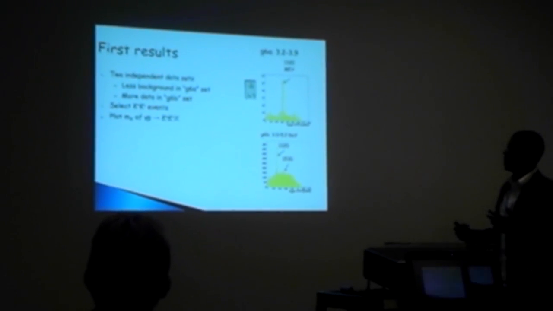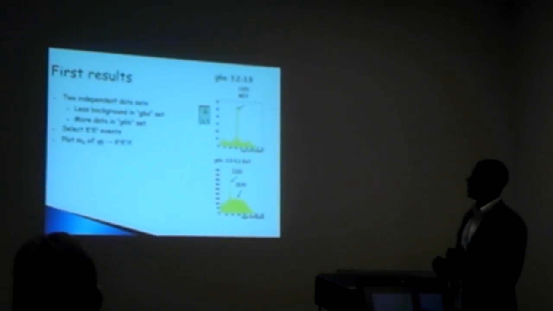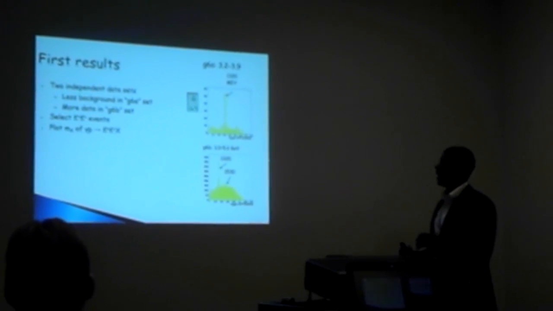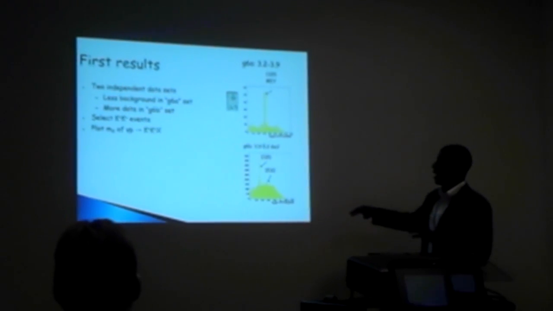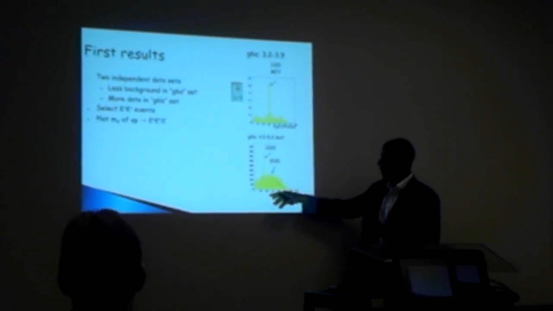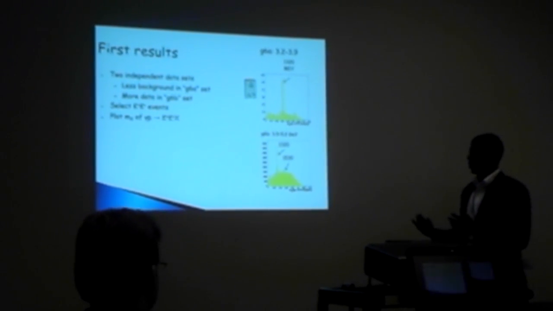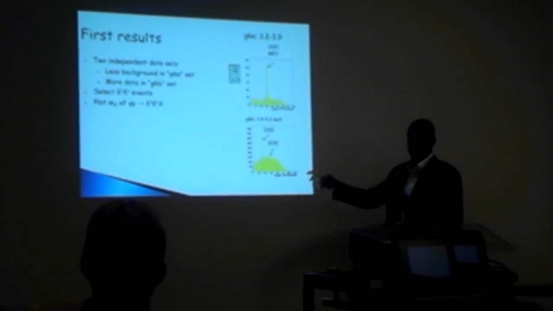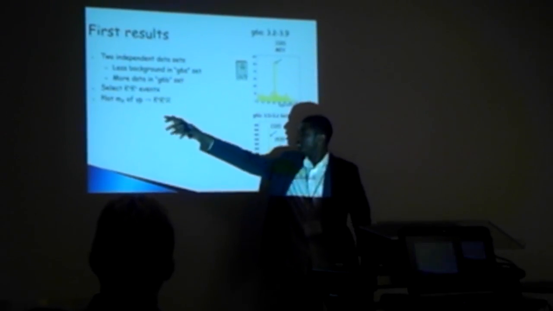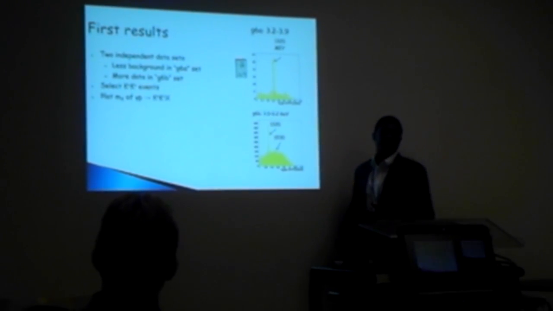So we have two independent data sets, and there's less background in the G6A set, but there's more data in this set. It's a series of events, and we see at these different energies where the spikes occur. Well, that's a way to explain it. Based off what I was previously saying, this is the different plot of what we start with and then what we get.